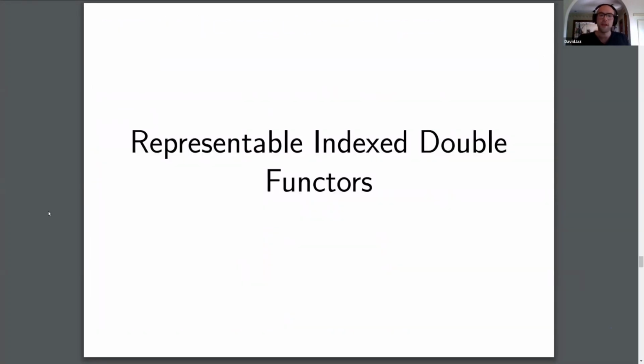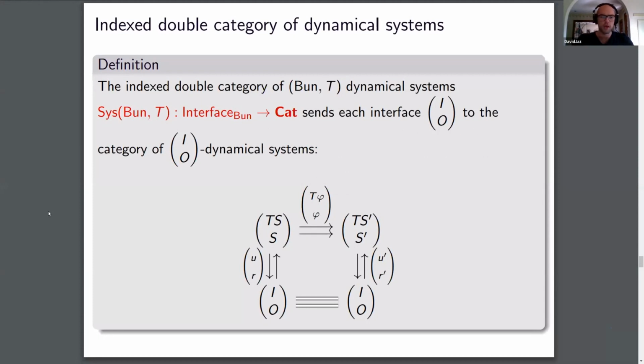Okay, are there any questions on this construction before I go on to the theorem? We have a quick question in the chat here. The question is that the TS over S: how does this fit into the double category of interfaces? Is that an interface, or how is it related to an interface?